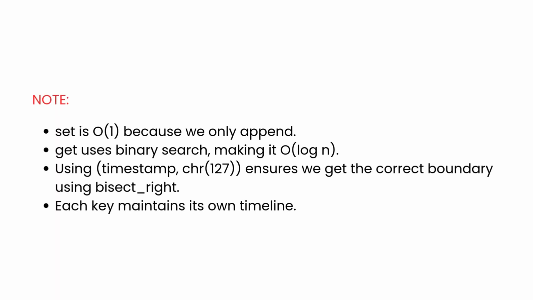And that's how this algorithm works. It first organizes timestamps in simple lists, then uses binary search to instantly find the closest valid timestamp. Efficient, simple, and elegant. Set is O(1) because we only append. Get uses binary search, making it O(log n). Using timestamp, chr(127), ensures we get the correct boundary using bisect_right. Each key maintains its own timeline.